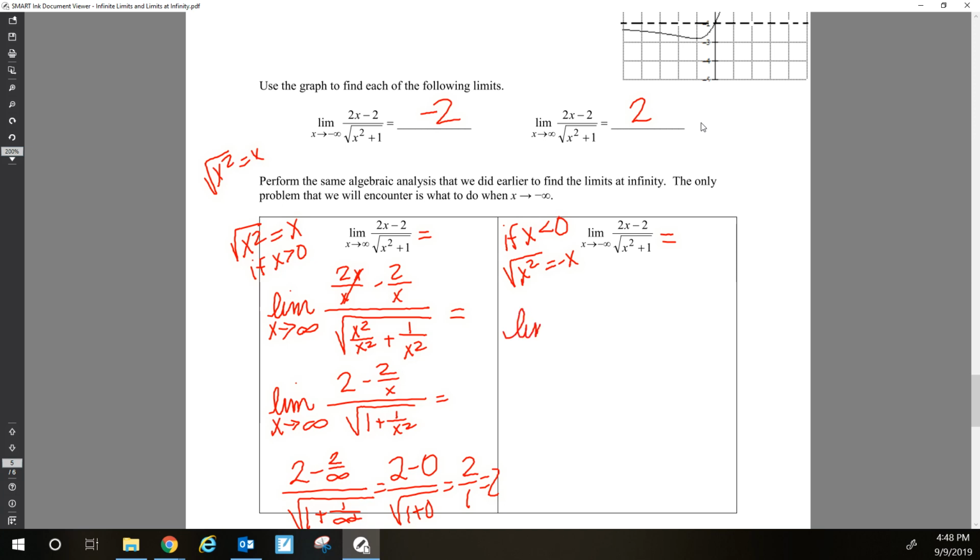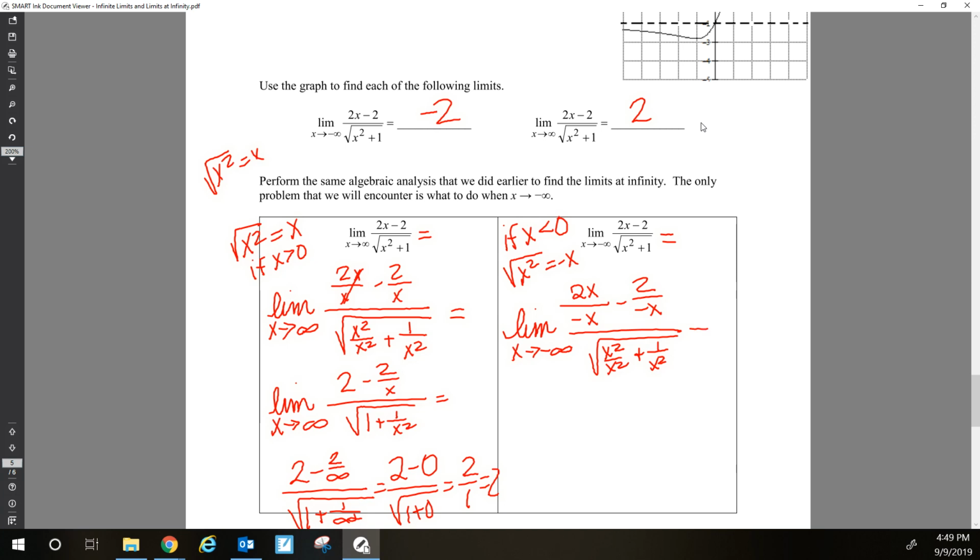So this would be the limit as x goes to negative infinity of 2x over, well, the square root of x squared, we said, is negative x, minus 2 over negative x, all over the square root of x squared over x squared. This doesn't change. Why does this not change?